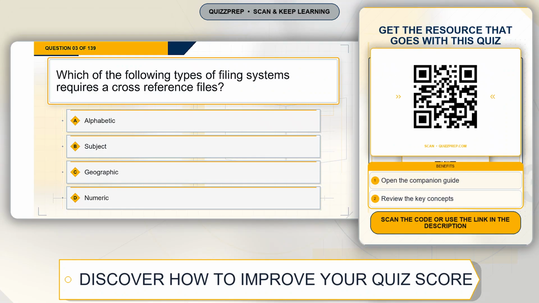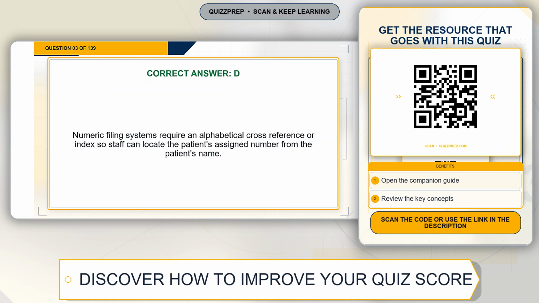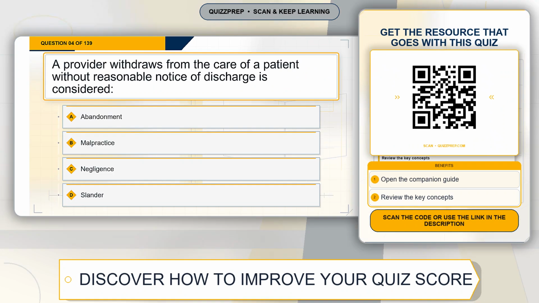Question 3. Which of the following types of filing systems requires a cross-reference file? Option A, alphabetic. Option B, subject. Option C, geographic. Option D, numeric. The correct answer is option D, numeric. Explanation. Numeric filing systems require an alphabetical cross-reference or index so staff can locate the patient's assigned number from the patient's name.